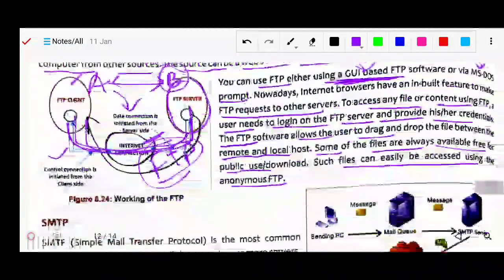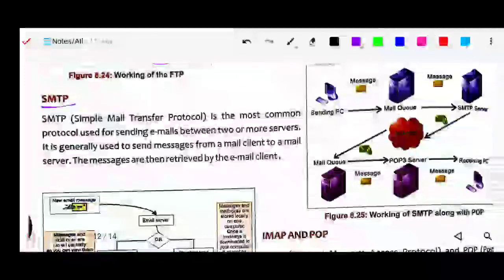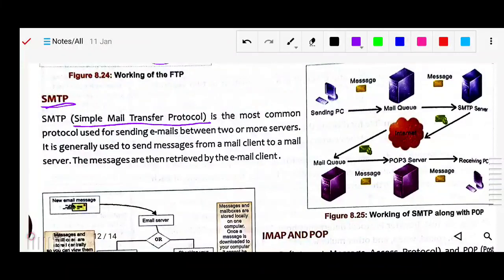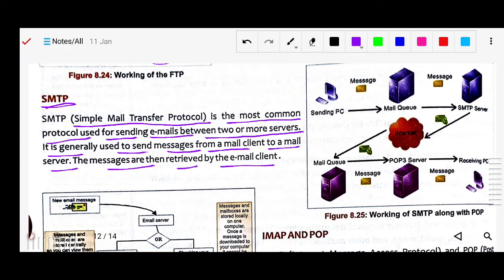Now next is SMTP, the Simple Mail Transfer Protocol, which is the most common protocol used for sending emails between two or more servers. It is generally used to send messages from a mail client to a mail server. The messages are retrieved by the email client. So this is the protocol used for mailing purposes. You have to send the mail and you have to receive the mail. So this is one of the simple kinds of architecture. I will tell you the difference between SMTP and IMAP just now.